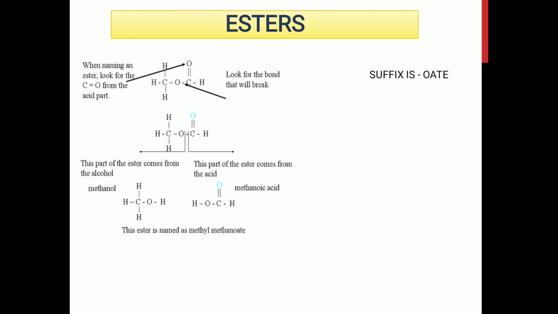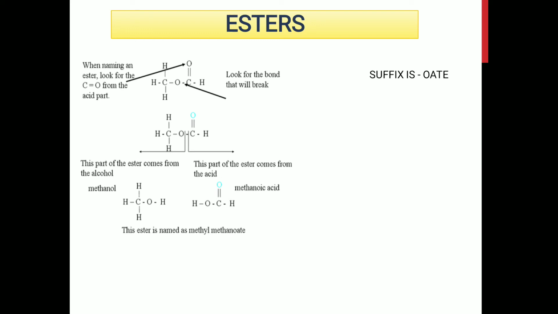Now moving towards the esters. So esters will have the suffix oate as they have the group COO, right? COO is the ester group. Look at this particular structure: C double bond O, and this C having 3 hydrogens attached, that is a CH3 group, meaning a methyl group.